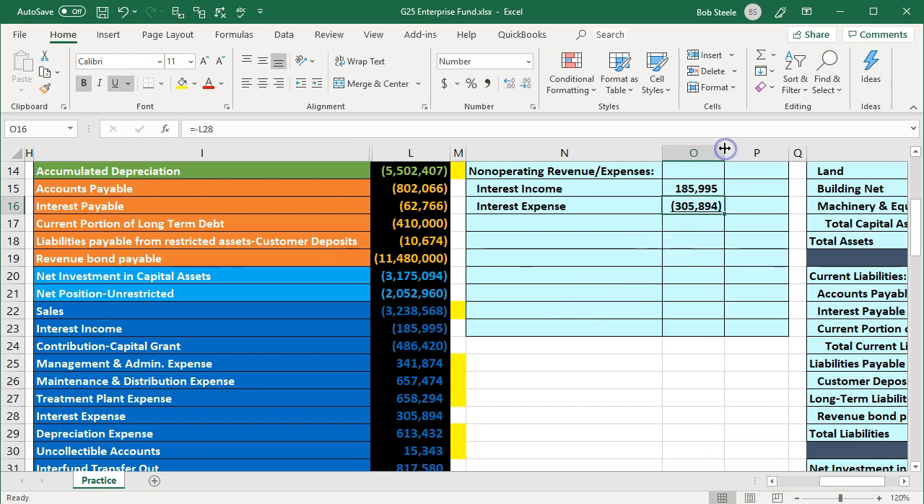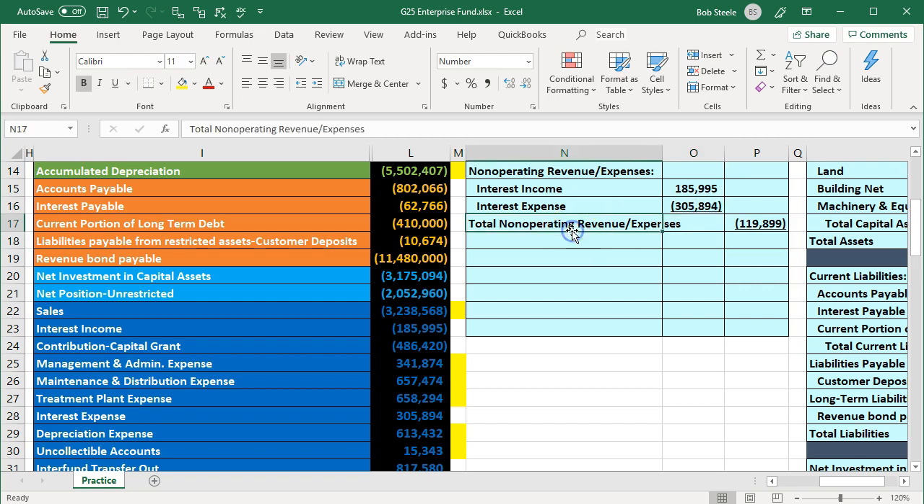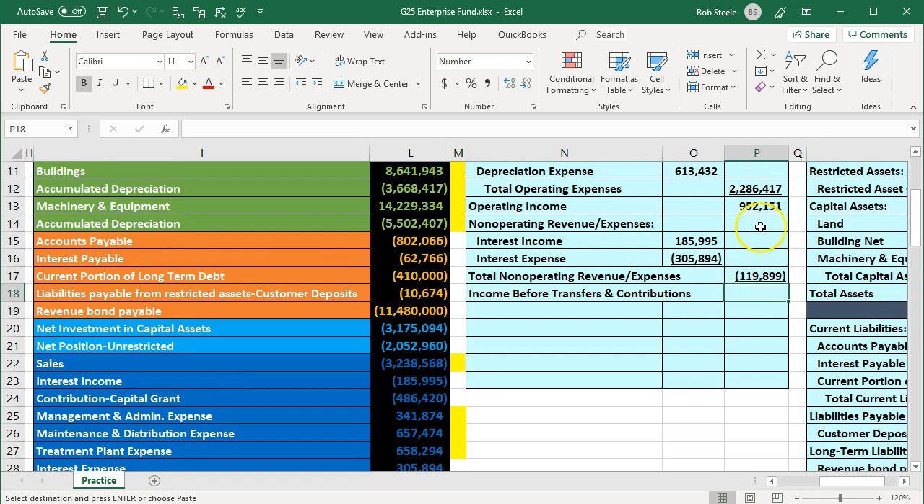So we're going to take the positive number minus the negative number, and that's going to give us the total non-operating revenue and expenses. I'm going to sum them up in the outer column by saying equals the sum of these two. Obviously the expenses are more than the revenue. We could then put another subcategory, which would be income before transfers and contributions, and that would of course be the sum of these two.